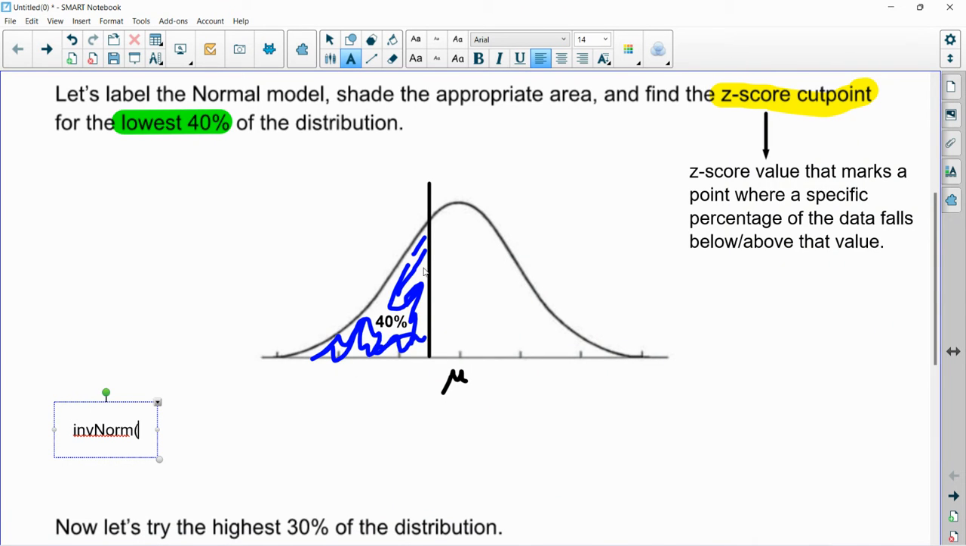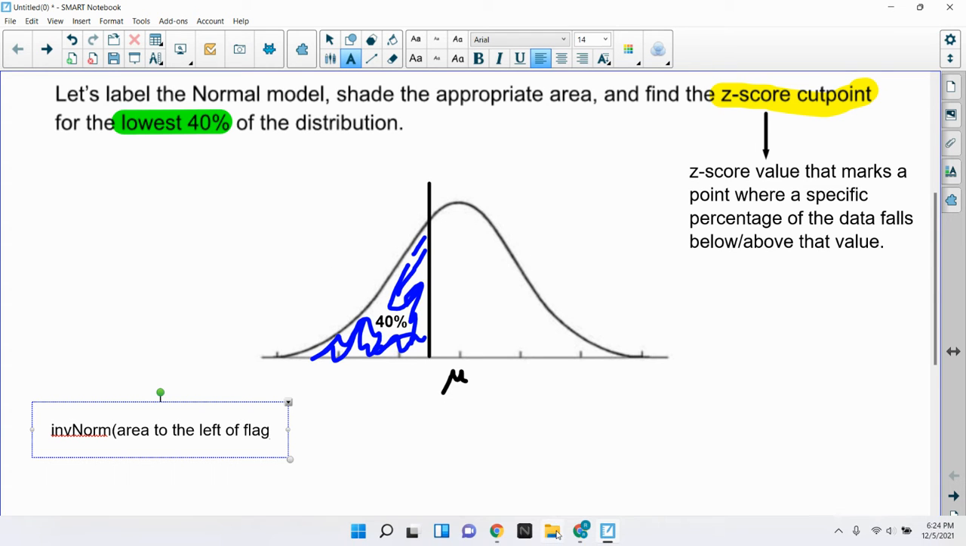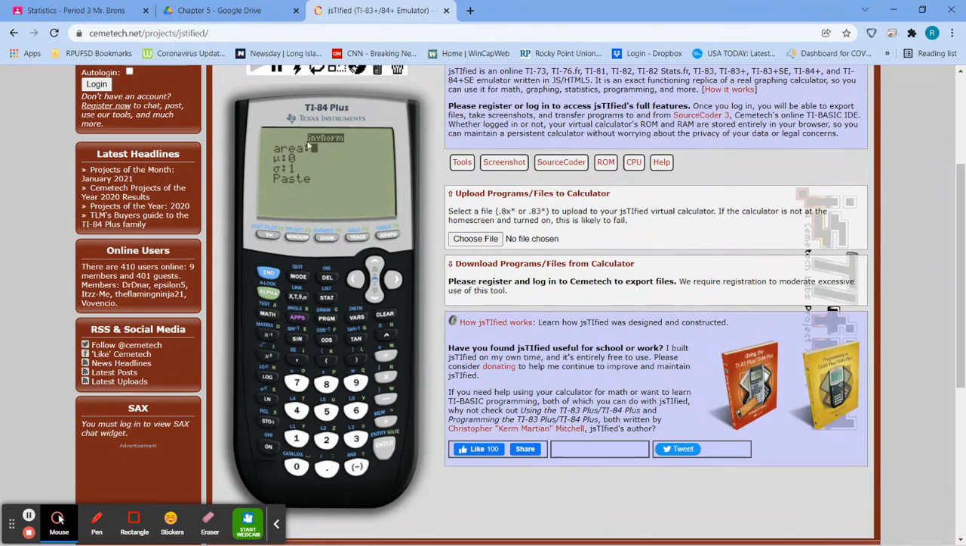The area is always to the left of your flag. So what we're going to write down here is kind of like a cheat sheet almost. When we get to inverse norm, we want the area to the left of our flag. That's the first thing that we're going to enter. We know for this particular question it's 40%. Now we also know that with our calculator, we enter percentage as a decimal. So our area should be 0.40.